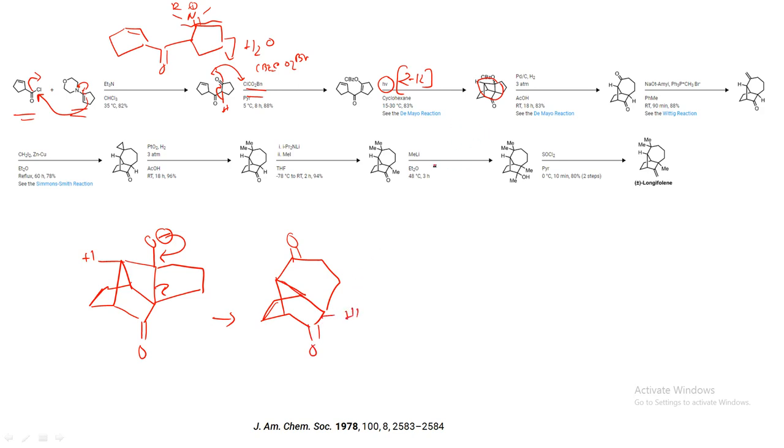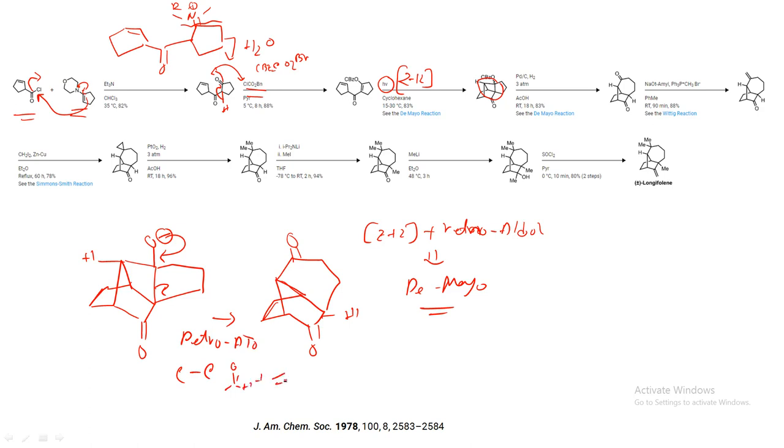So you can see this particular step is 2+2 followed by a retro aldol. The combination of these two are known as DeMayo reaction. One of the useful reactions also, the DeMayo reaction. As you can see, this is retro aldol. In aldol we form a carbon-carbon bond between one carbonyl and one enolate. So here we are generating the reverse, or we are breaking that CC bond by generating keto and one enolate. So that's why it is retro aldol.